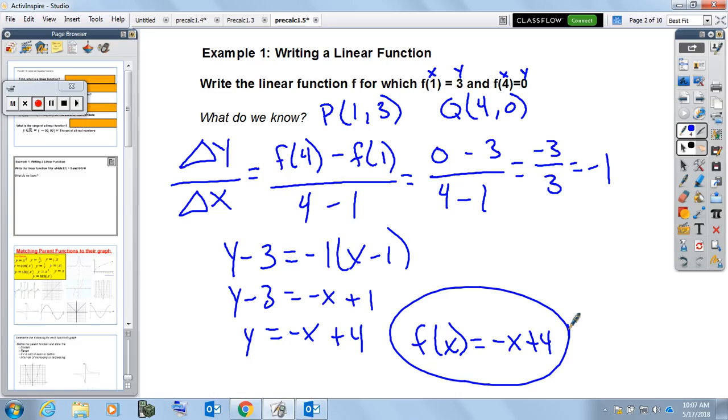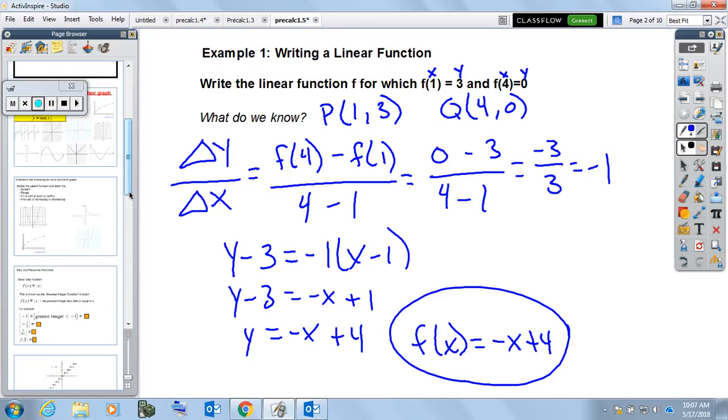So again, we're not reinventing the wheel here, but I do want to show and help you understand what the change in y actually looks like, what the change in x actually looks like, and what it can show us about average rates of change.